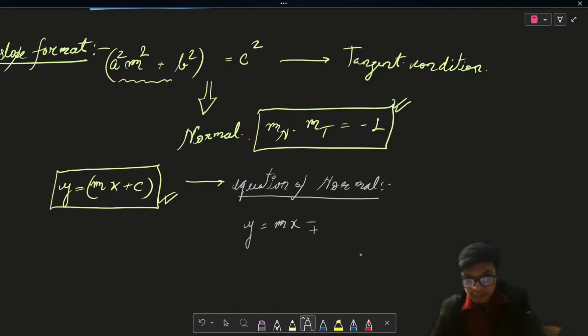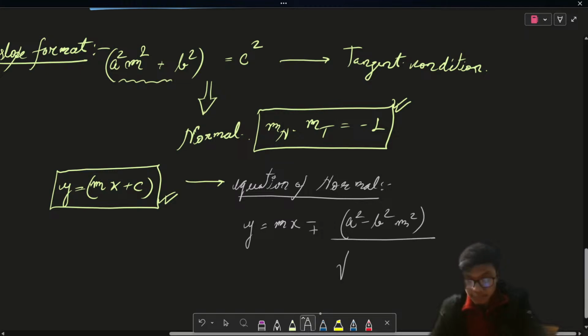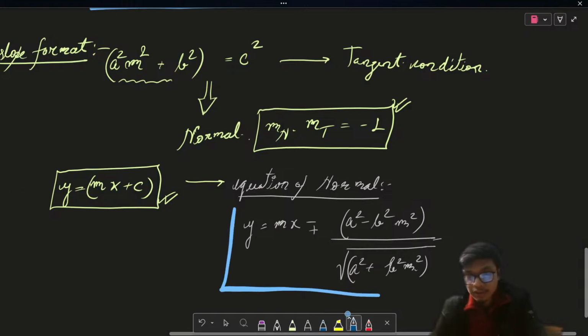y is equal to mx minus or plus (a square minus b square) m, divided by the square root of a square plus b square m square, right? Okay, so this is the simplest equation of the normal in the slope format.